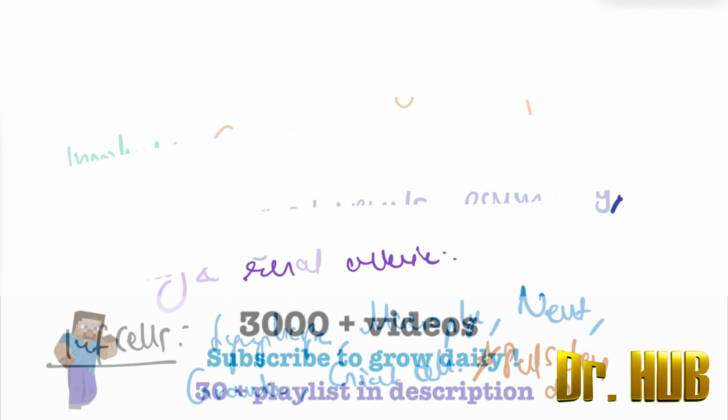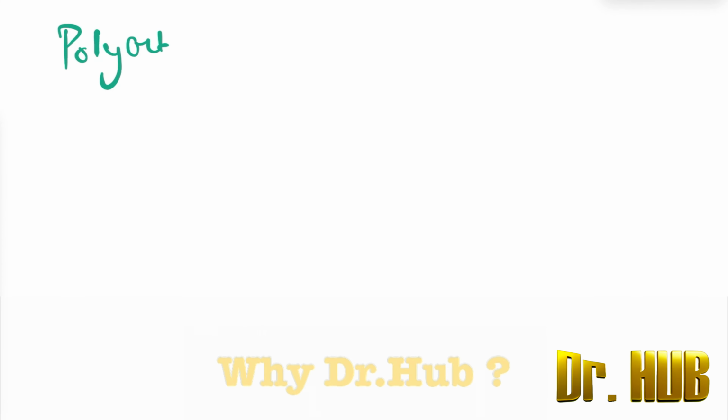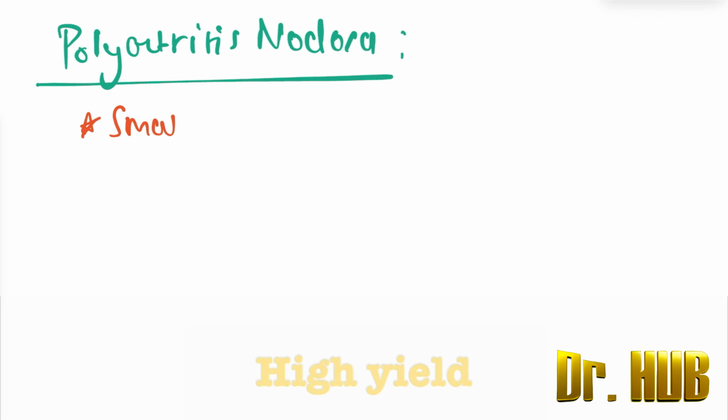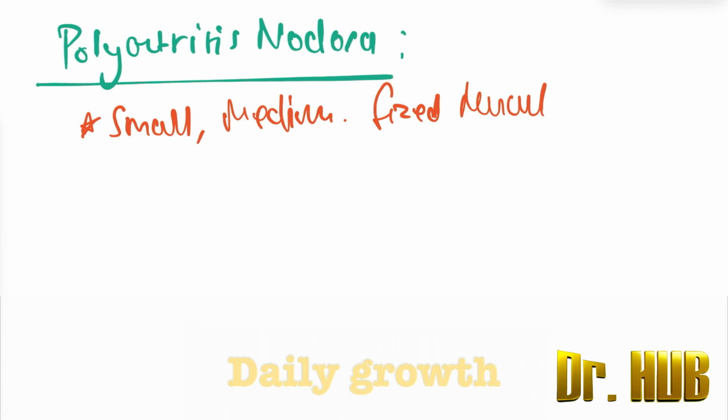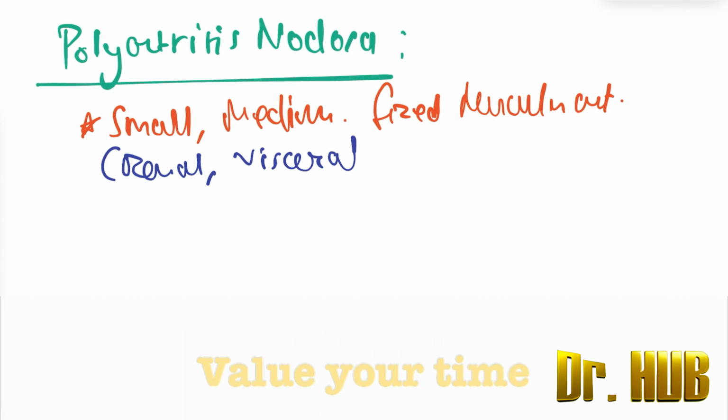Next, moving on, we will look at the polyarthritis nodosa. Under this polyarthritis nodosa, what are the vessels involved? It involves the small and medium sized muscular arteries, and it typically involves the renal and visceral vessels.